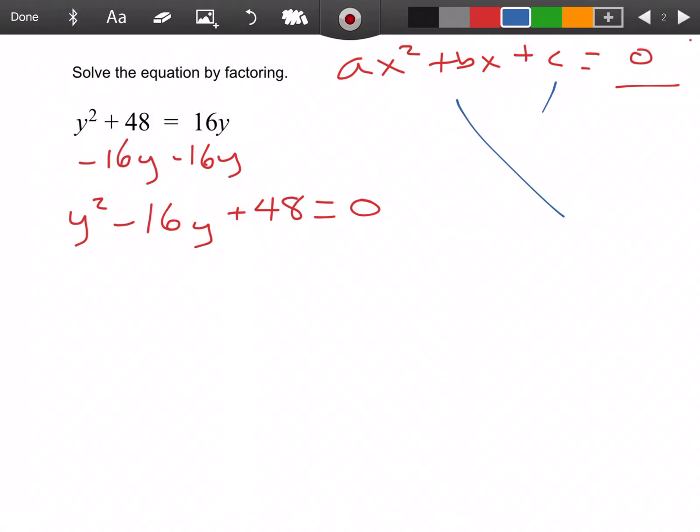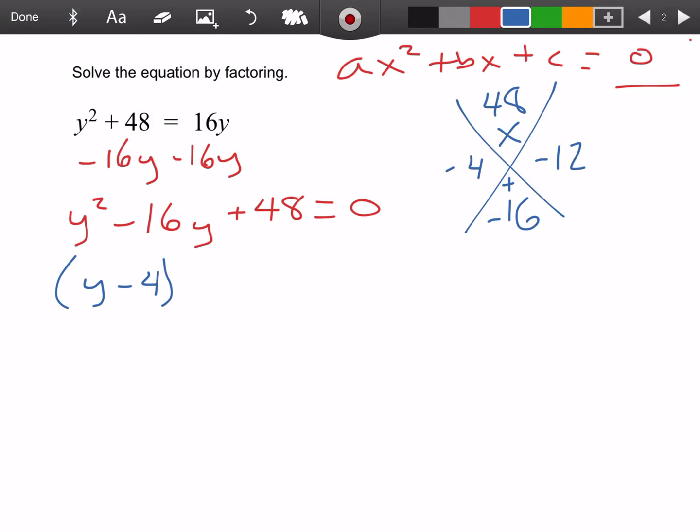So then we need to do our diamond method. So we have 48 and negative 16. So we need to find two numbers that multiply to a positive 48 and add to a negative 16. So this would be negative 4 and negative 12. Those add to negative 16. And then a negative times a negative would equal that positive 48.